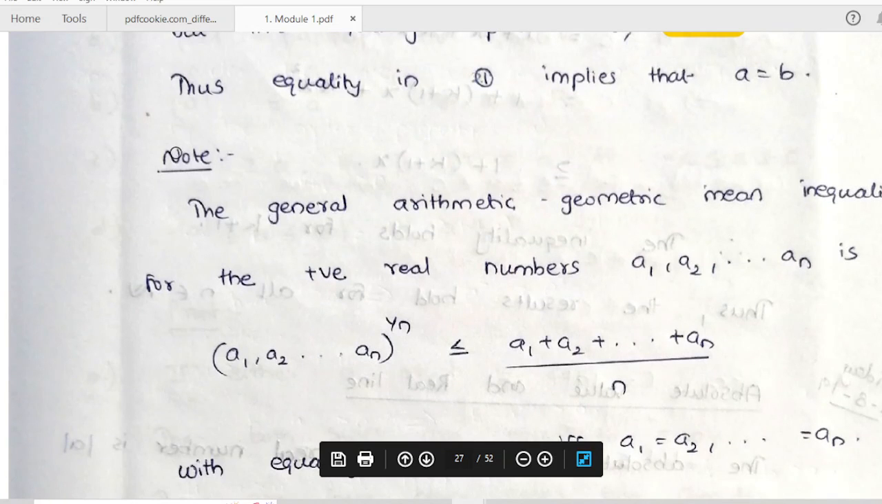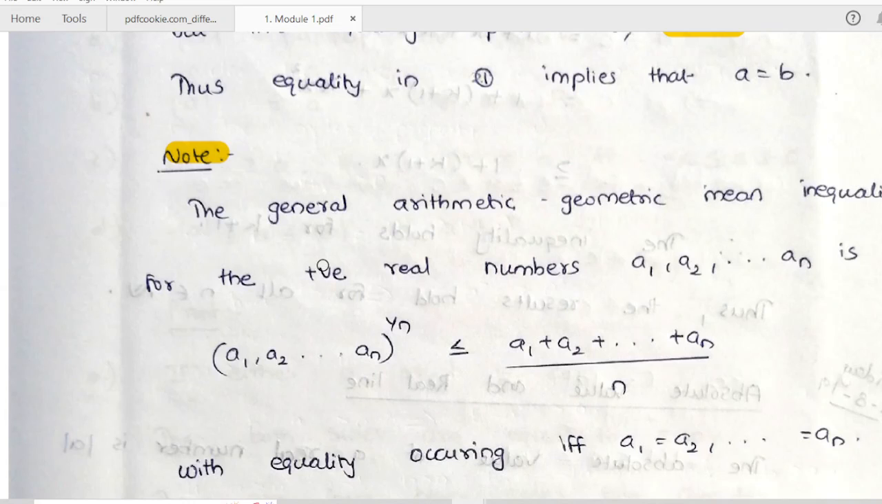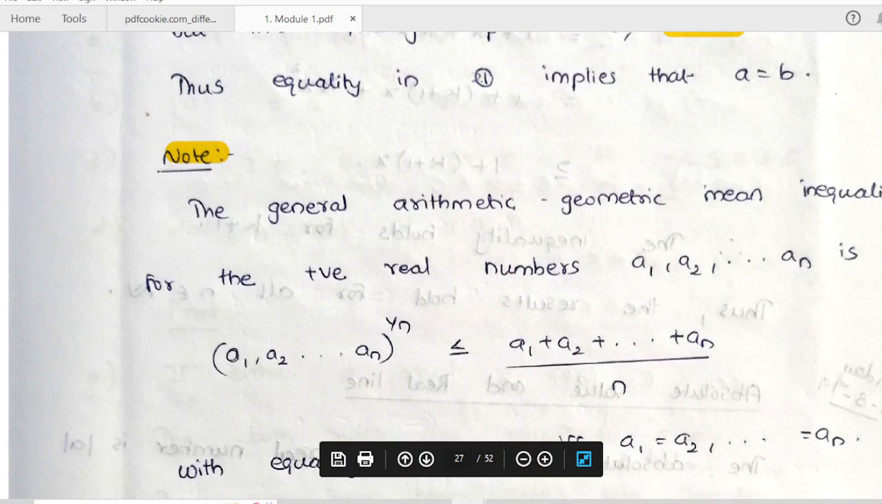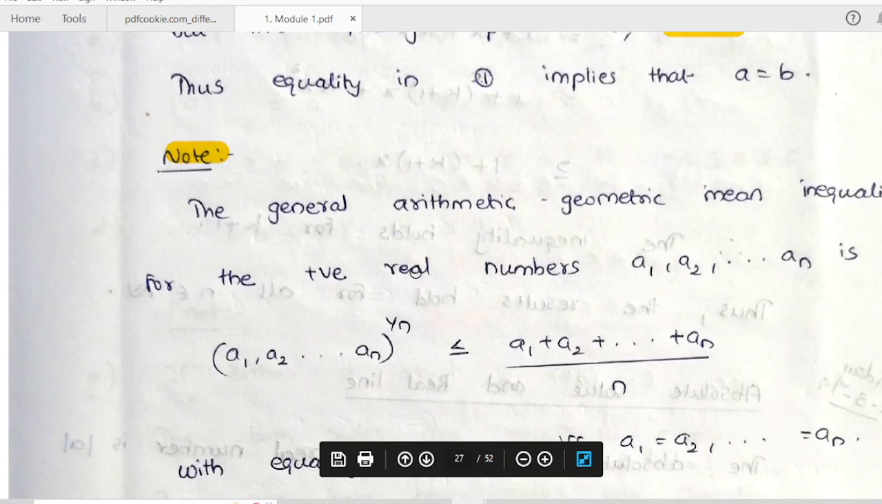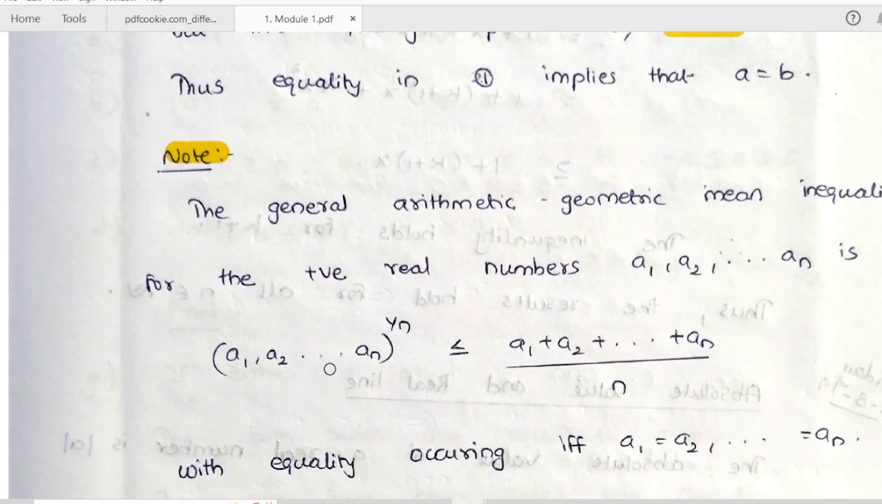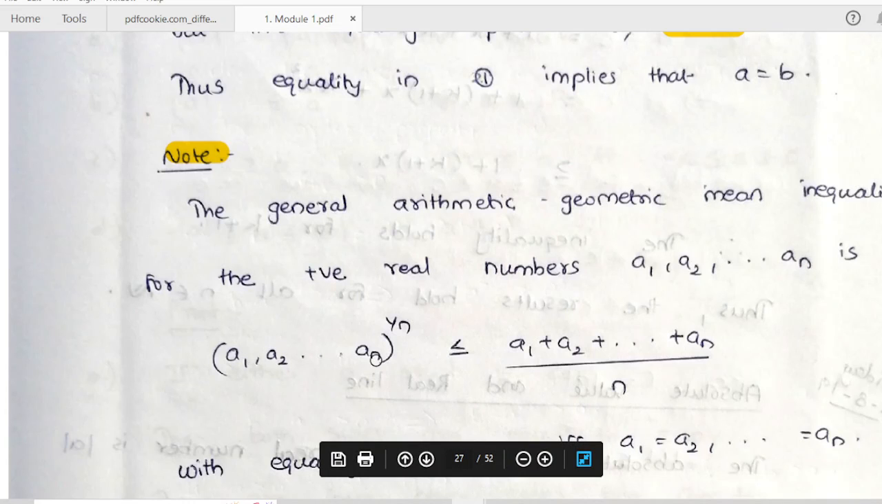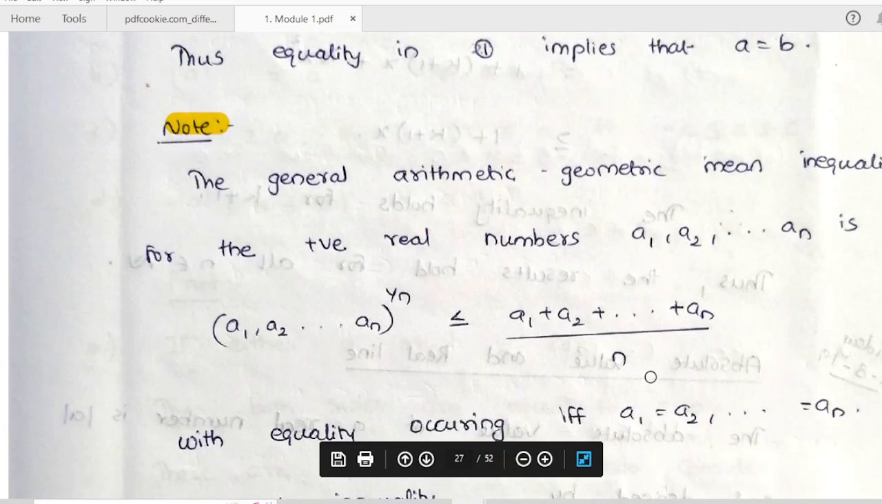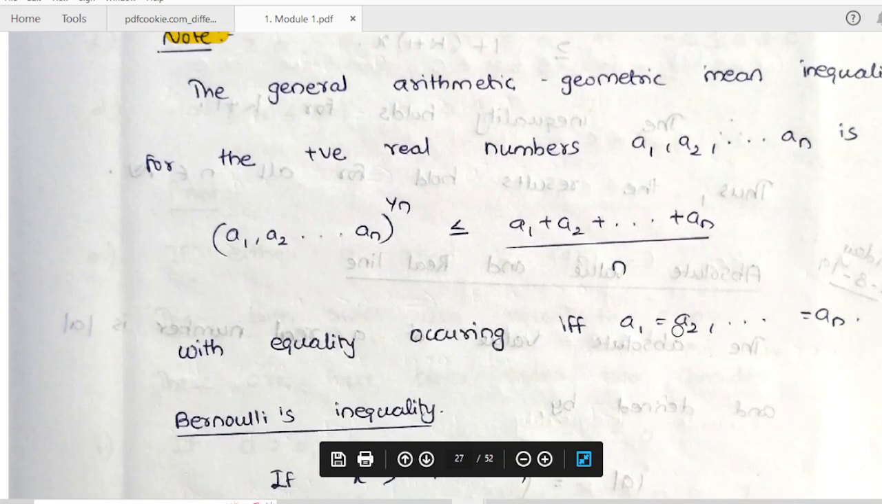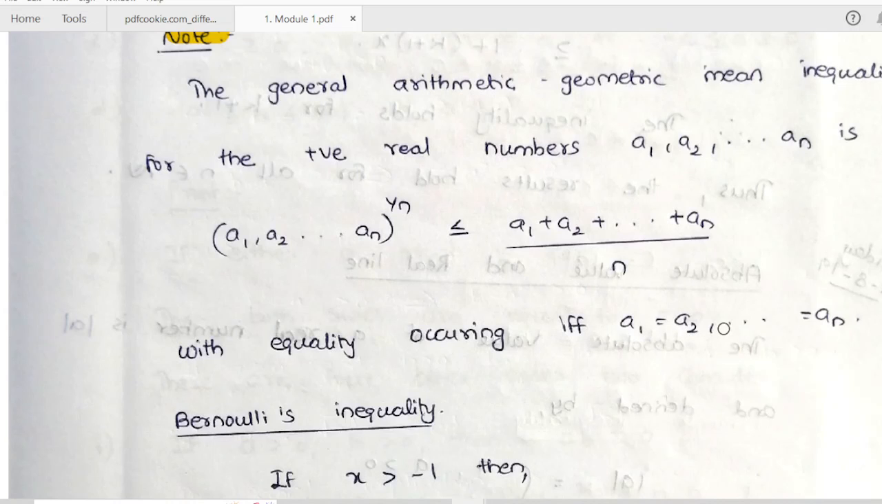Now we are having a note. The general arithmetic geometric mean inequality for the positive real numbers a1, a2, ..., an is: generally രണ്ട് numbers എടുക്കുകയാണെങ്കിൽ a1 into a2 to the power 1 by 2 less than or equal to a1 plus a2 by 2. ഇവിടെ when we are considering n real numbers, in that case the product of a1 into a2 into a3 up to an to the power 1 by n is less than or equal to a1 plus a2 plus a3 up to plus an divided by n, with equality occurring if and only if a1 equal to a2 equal to ... equal to an.